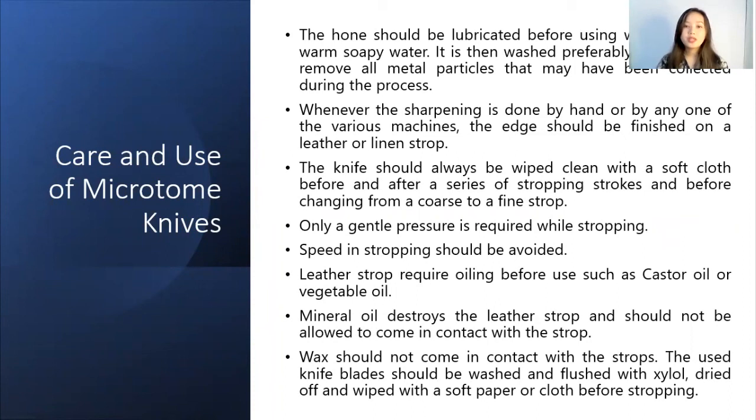And whenever the sharpening is done by hand or by any one of the various machines, the edge should be finished on a leather or linen strop. And the seventh is, the knife should always be wiped clean with a soft cloth before and after a series of stropping strokes and before changing from a coarse to a fine strop. And after stropping is satisfactorily achieved, the knife is oiled or greased to keep it from rusting, after which the knife is kept covered in a suspension box.